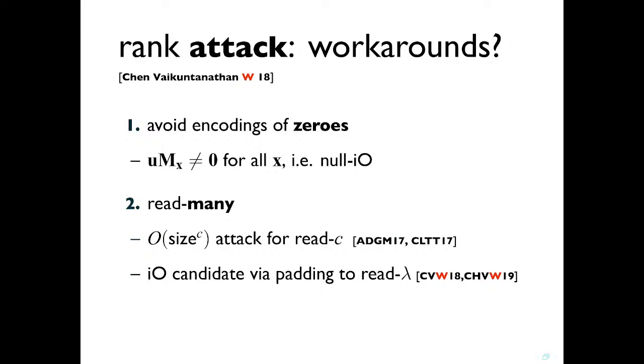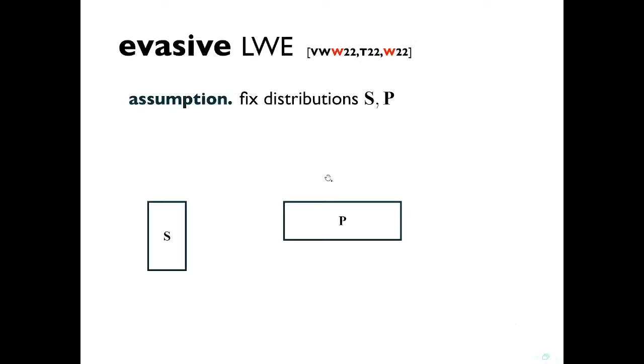Unfortunately, we can't prove too much more. Let me go back to the setting of I/O and show a security proof of I/O under some reasonable assumptions. Concretely, we're going to be proving security of the construction under this evasive algebraic assumption. Let me say what the evasive LWE assumption is.